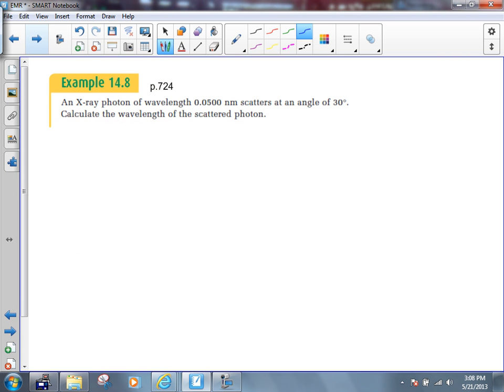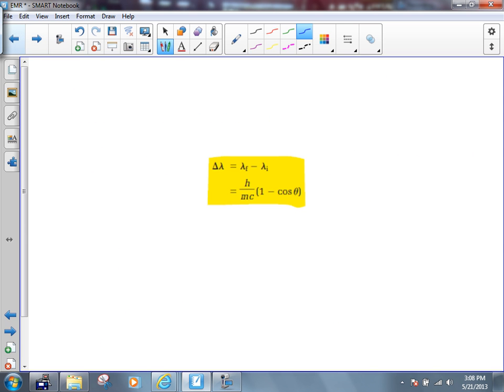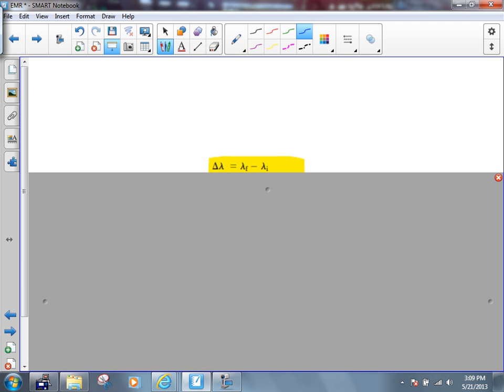Oh, here's a question that doesn't even look familiar at all. It's because we don't have an equation that describes that. Let's go back here to the fun equation. If we've learned E is equal to P times C, which is on your data sheet, and we've learned P is equal to H over lambda, which is on your data sheet, well, now we're going to learn an equation that describes the change in wavelength.